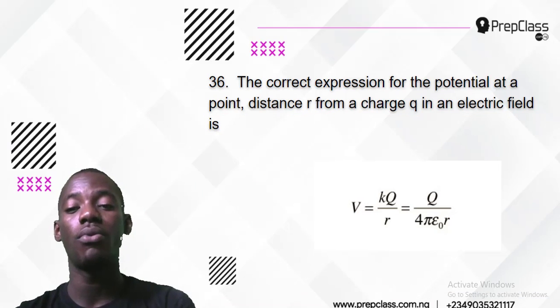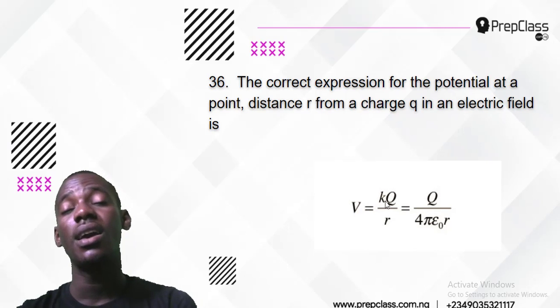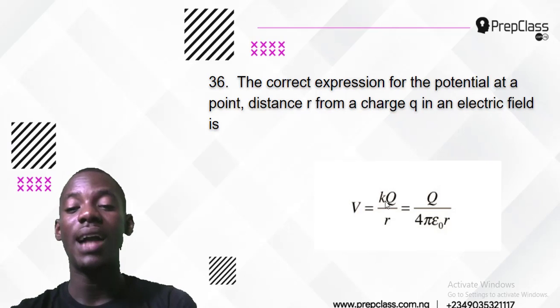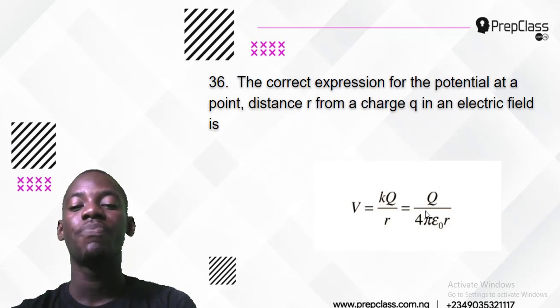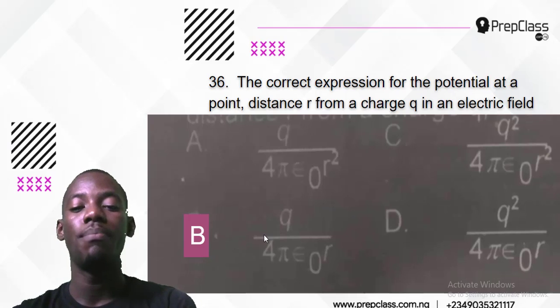Now that answer is simple. This is just the formula. It is V equals KQ over R, where K is the electric field constant, and that is K modified into 1 over 4 pi E naught. So that will give me Q over 4 pi E naught R, and that is the answer. So the answer to that question is simply B, Q divided by 4 pi E naught R.